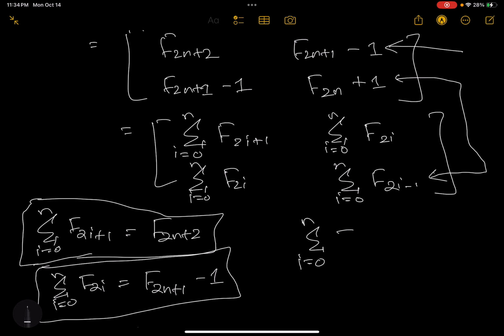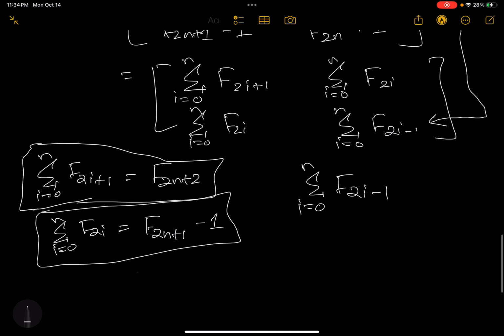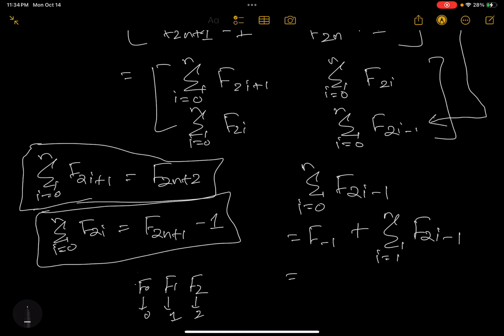The sum from 0 to n of f(2i minus 1). Over here we can separate this into f(minus 1) plus the sum from i equals 1 to n of f(2i minus 1), right? Now we know that in the Fibonacci sequence, f(0) is 0, f(1) is 1, f(2) is, sorry, this is just 1, f(3) is 1 plus 1, 2, f(4) is 2 plus 1, 3, right? Now f(minus 1) should be a number such that the number plus 0 is 1, so that's why this number would of course be 1. So 1 plus 0 would be 1.